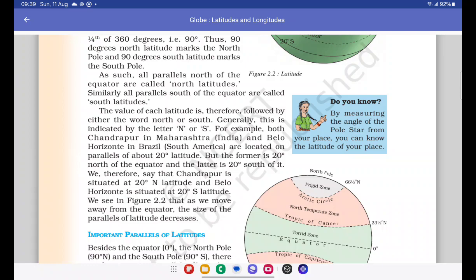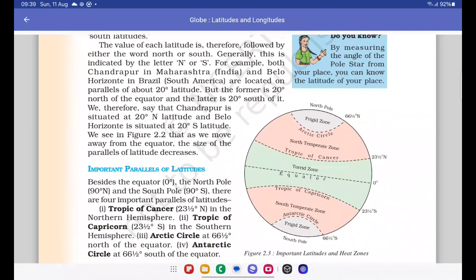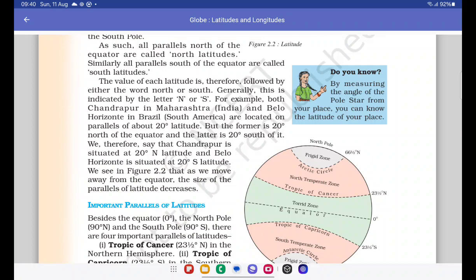So for each degree the sun's rays shift, we mark one line. We actually don't need to go into so much detail about this. This is very hectic to explain. It's very complex, and I can't really make you imagine every single thing about it. So you just try to remember this.